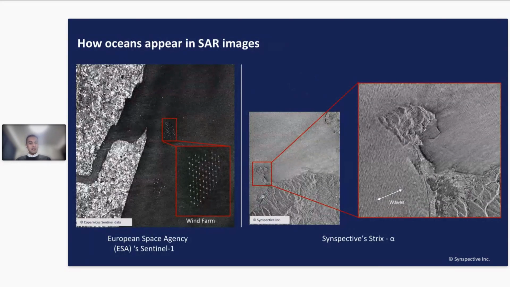And next, I'd like to show some images of how oceans actually appear in SAR images. So the image on my left is taken from European Space Agency's Sentinel-1 satellite. And these dark regions in the image represent oceanic areas. And if you zoom into this red square box in the image, we can clearly see wind turbines in wind farms present in this area. And on my right is an image taken with our own satellite, Strix Alpha. And if you zoom into the area shown by the red box in the image, we can clearly see some distinctive wave patterns in the ocean. And these characteristics of how oceans appear on SAR images help us to calculate different wind parameters.